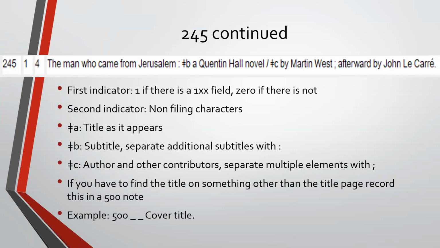Our 245, our first indicator is a 1 to indicate that there is a 1XX field with this, a 0 if there is not. Our second indicator is our non-filing characters. This is how the MARC tells your discovery system to skip the first few characters of a title. So in this case, the H and the space in this title. Your subfield A, again, in OCLC doesn't display subfield A's, so they're all implied. Other systems will. Ex Libris Alma, for example, does display subfield A's.